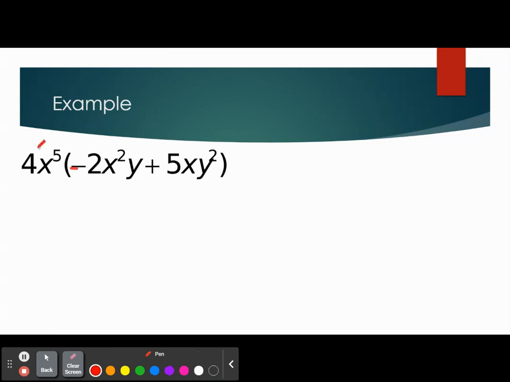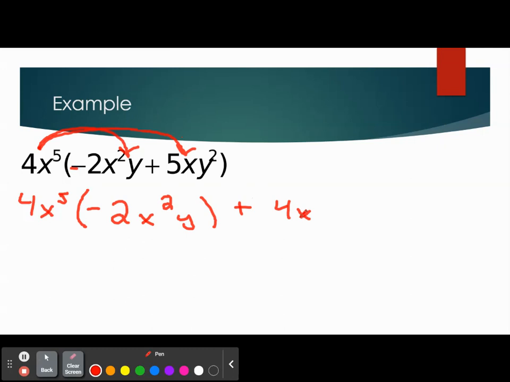Okay, so first I'm going to multiply 4x to the 5th times negative 2x squared y. Then there's a plus sign there, so I'm going to multiply 4x to the 5th times 5xy squared. Okay, and I'll give you a second to write that down.